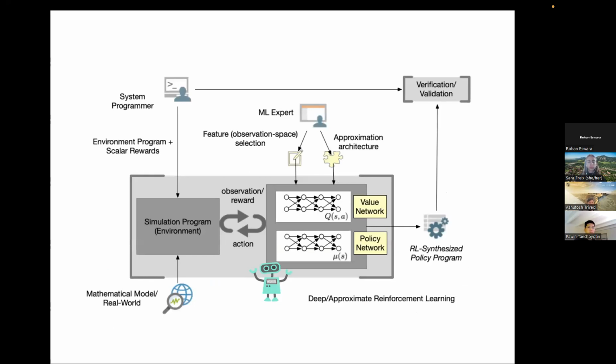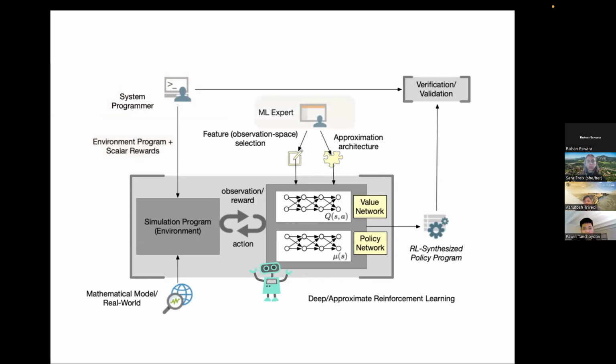So here is a quick mock-up of some of the pain points you would find in programmatic reinforcement learning in our current state of the art, right? So let's try to understand what is happening in this picture. You would have this system programmer who would like to use reinforcement learning to co-create a system. This programmer would define the environment program, as well as come up with the scalar rewards for various actions of the reinforcement learning agent. What is good, what is not good, can only be expressed in terms of scalar reward signals.